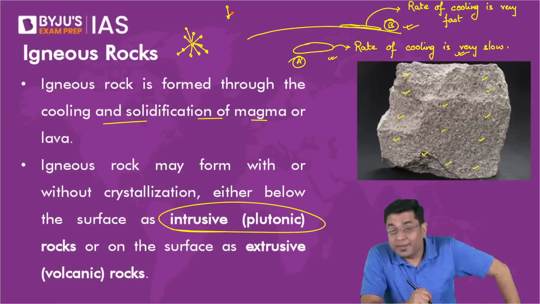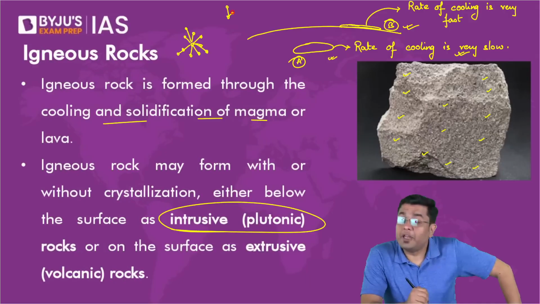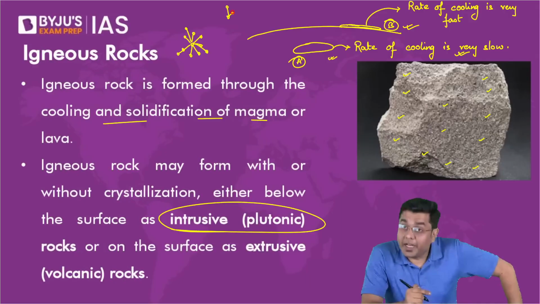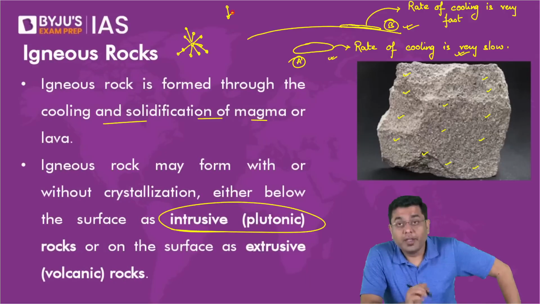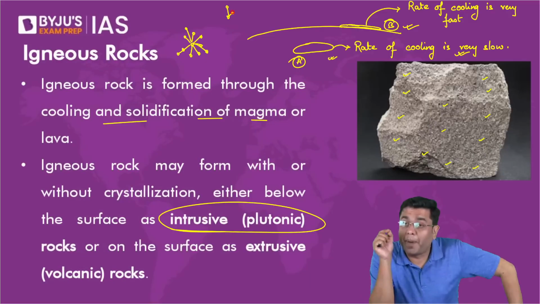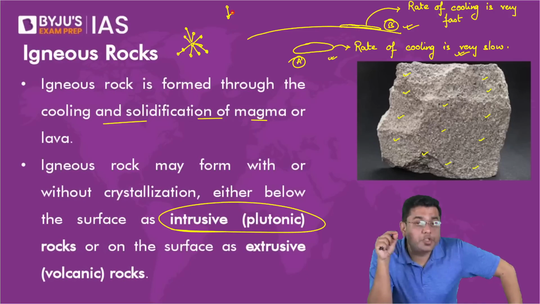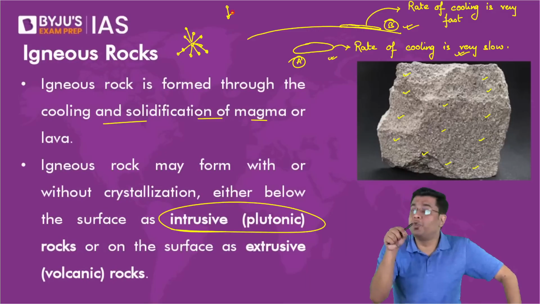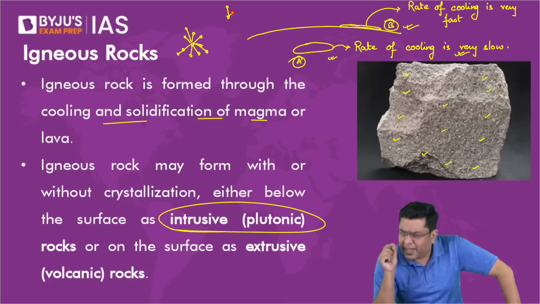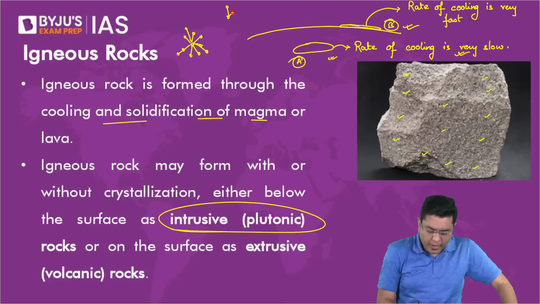Isn't it? That is why when you observe the intrusive igneous rocks, their crystals, each of the particles, are larger in size because they have cooled down very slowly. So each particle has grown larger in size while solidifying. Whereas in the case of the extrusive, because they have cooled down suddenly, the particle size is much smaller.